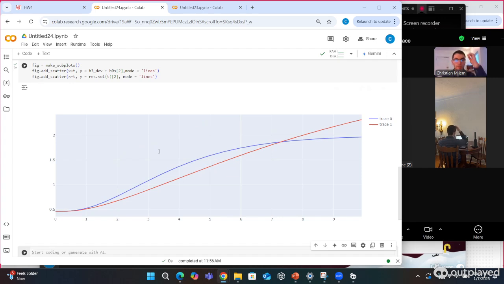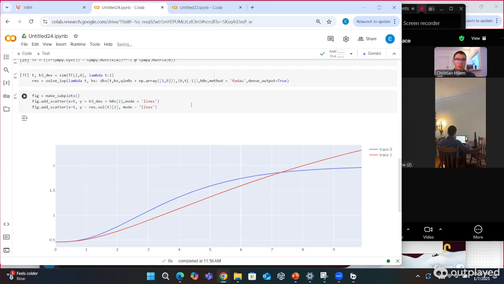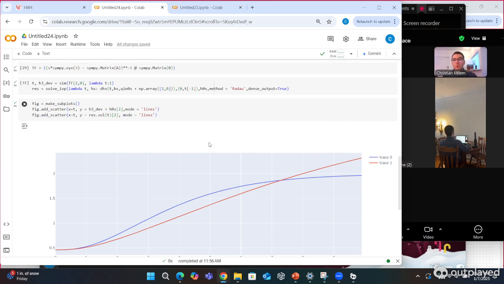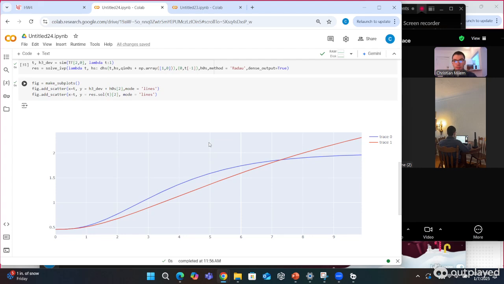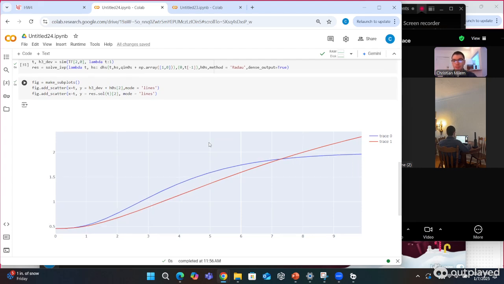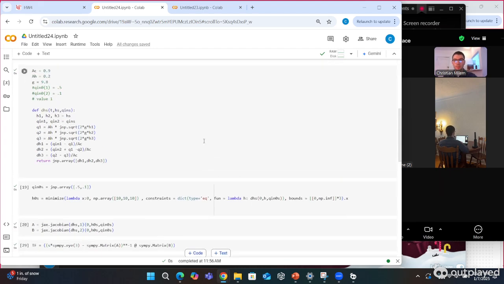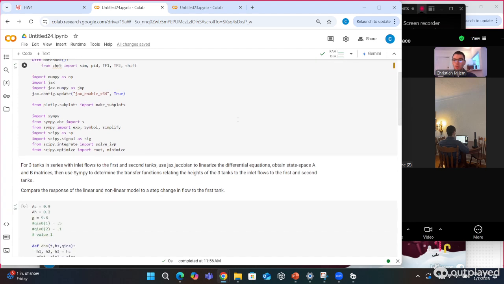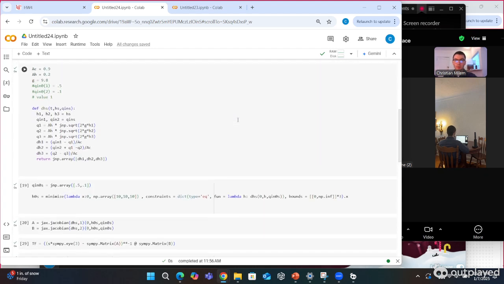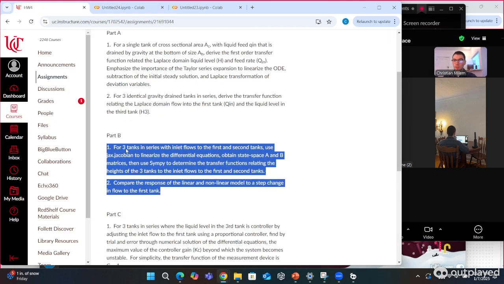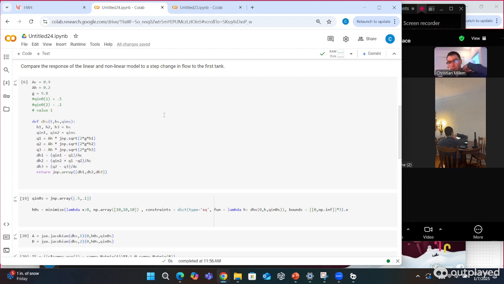All right, so there we have it. We have our linear function, and then we have our nonlinear function. As you can see, there's clearly a disparity. That, of course, comes from, first of all, linearizing the function with our Taylor expansion, and then also any changes that we got from deviation variables. But I think that concludes the second part. Does this conclude? It concludes part B. Yeah. All right.